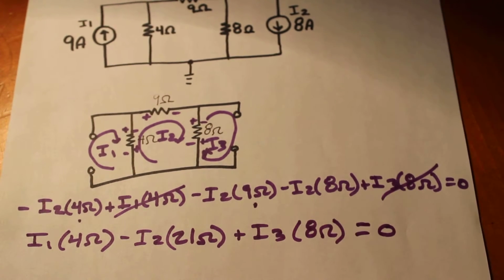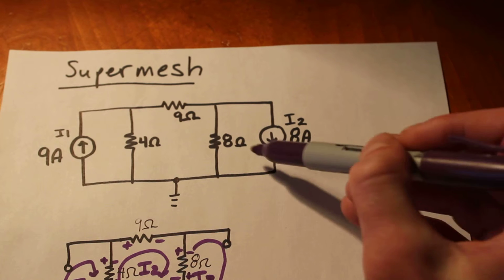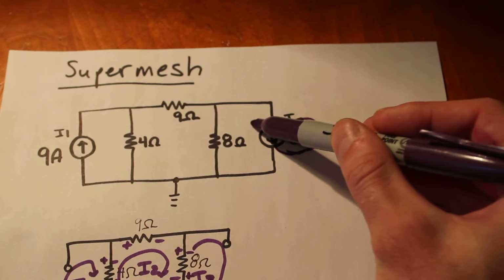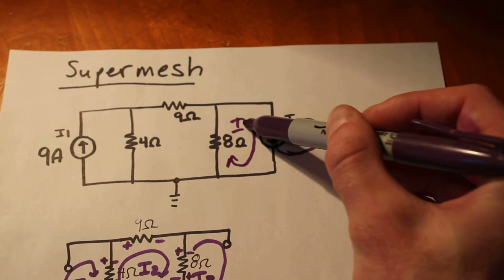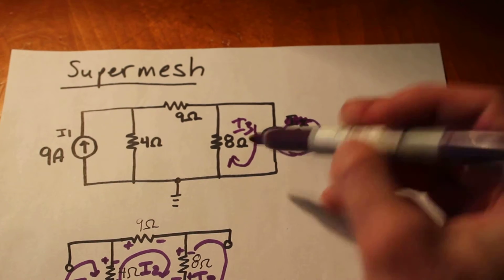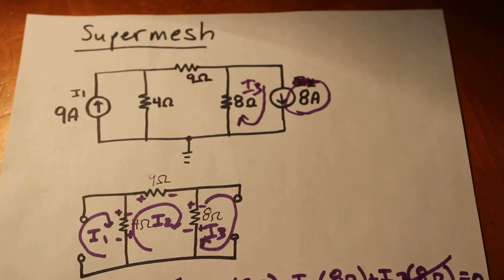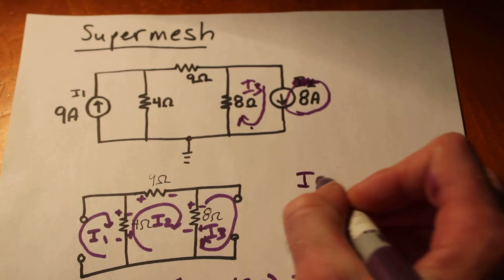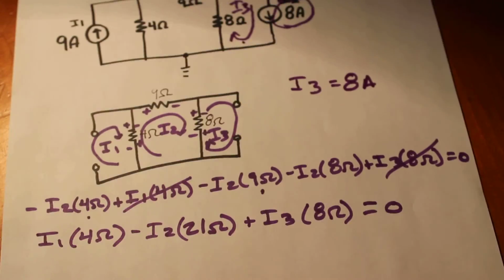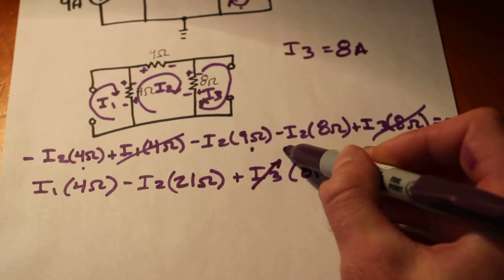Now this is where it gets interesting. We look back at this circuit, and the current source of 8 amps is going in the exact same direction as our I3 arrows. Yeah, I called that I2, but 8 amps is going in the same direction as our I3 arrows. So you know that this will be positive, and you know that I3 equals positive 8 amps. So we can put that I3 as 8 amps.